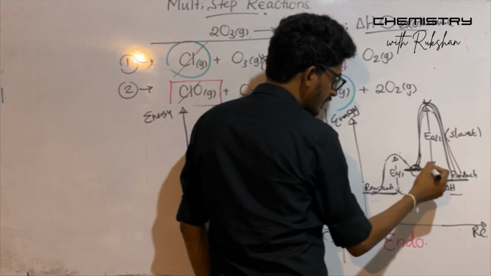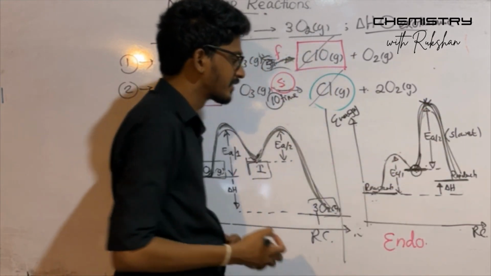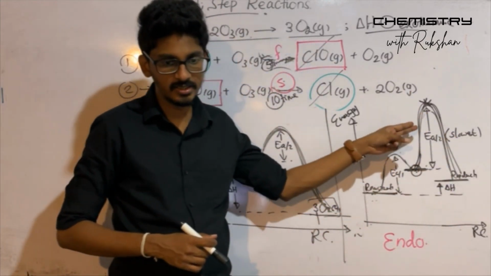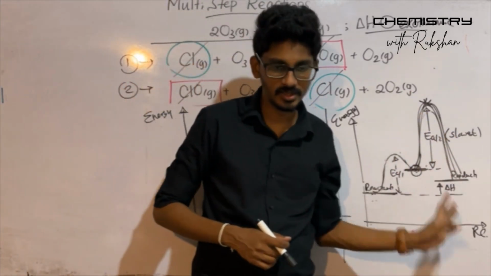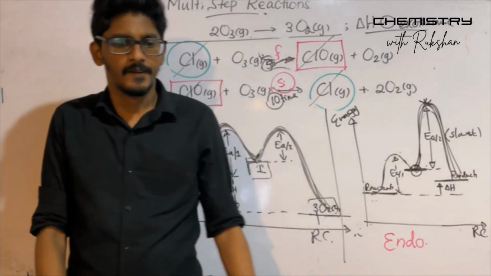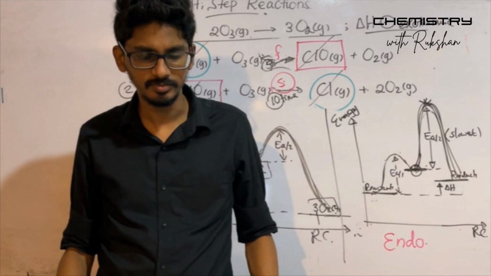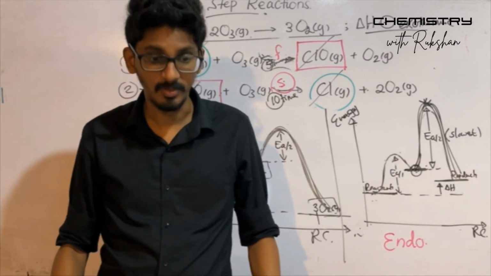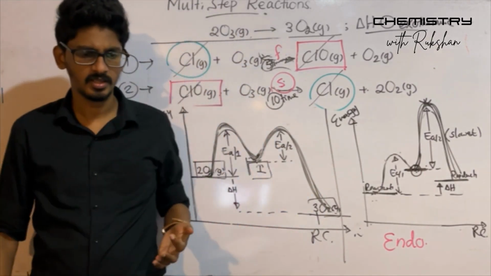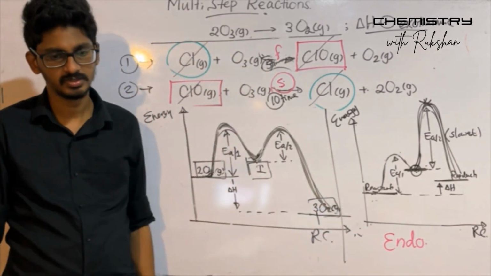This is the height. That is the value. So as you consider the second step as the slow step, you should have the greater activation energy barrier among the steps. So those are two possible diagrams for a multi-step reaction. Do you have any questions about these energy profiles?